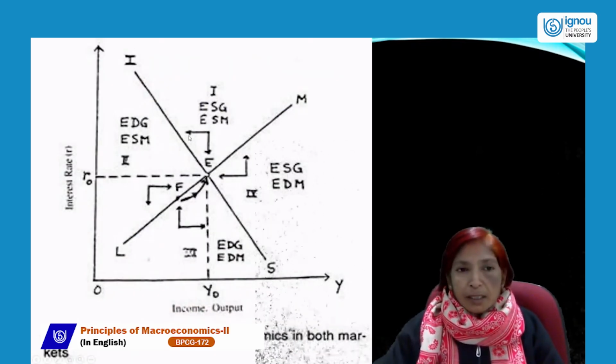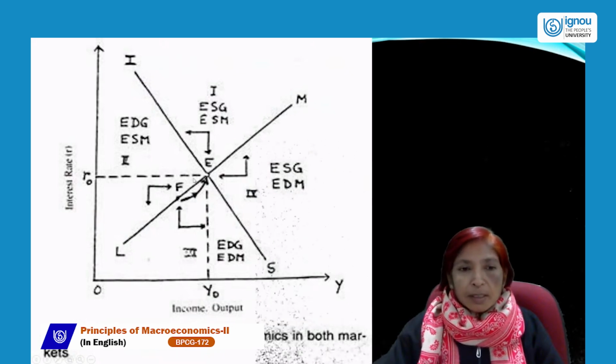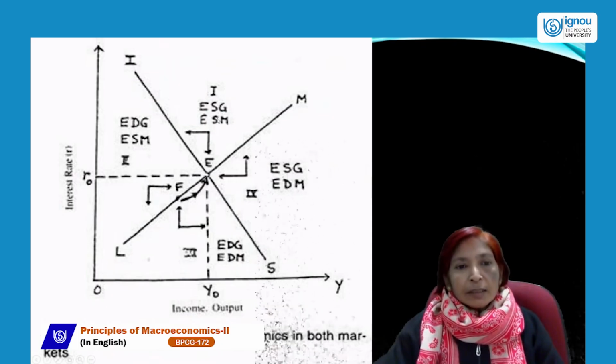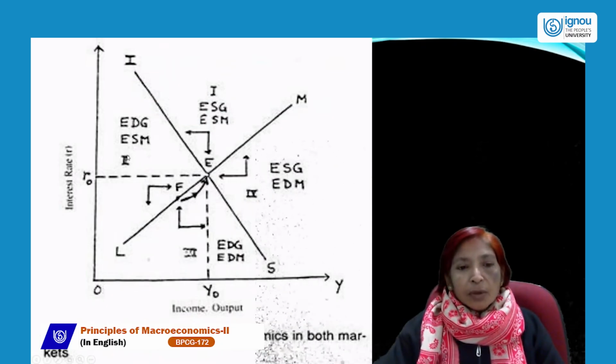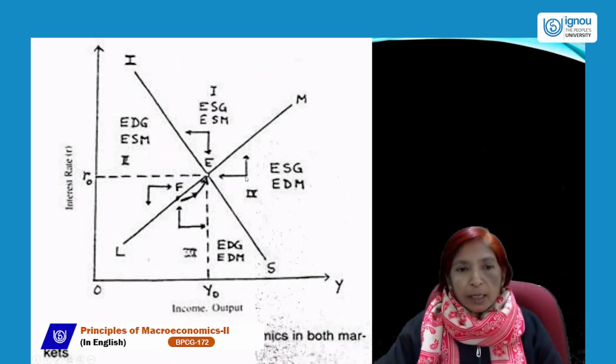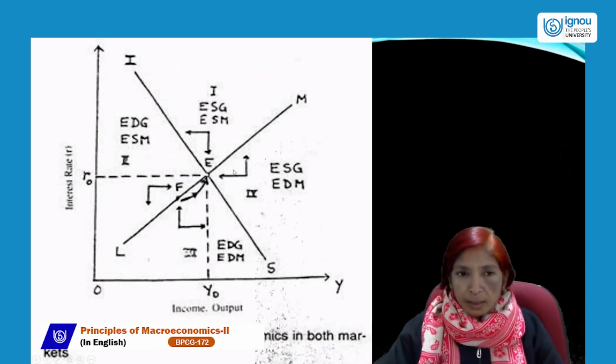Now, next is disequilibrium and dynamics in both markets. You know that the IS curve is a downward sloping curve and the LM curve is an upward sloping curve. This point E is the equilibrium point. And in this diagram, we have divided the whole diagram into four quadrants: first quadrant, second quadrant, third quadrant, and fourth quadrant.